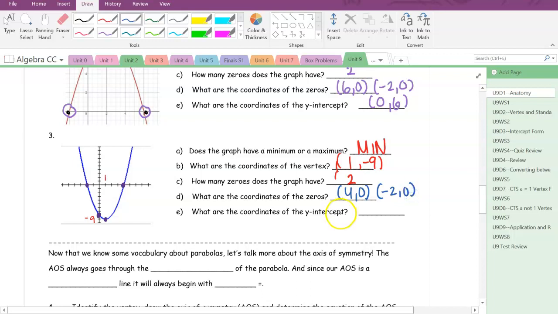And then finally, y-intercept, that's where I hit right down here. I believe that's going to be a -8 because that guy was -9. Make sure you have your 0, comma. All right, great job. Let's move on.